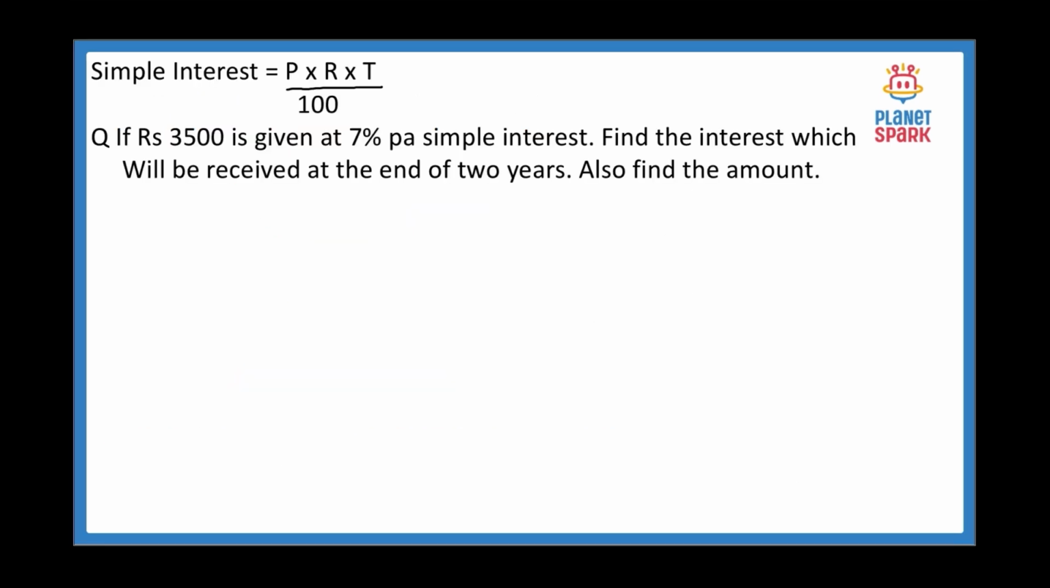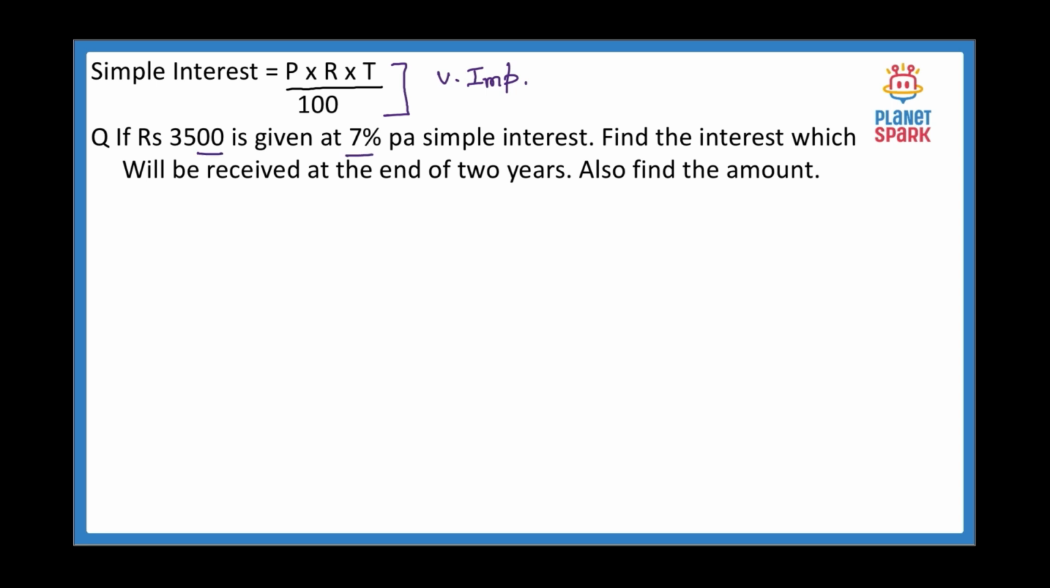Coming to the formula for simple interest, the formula to calculate simple interest is principal into rate into time upon 100. This is a very important formula and is the only formula that we are going to use in the entire question of solving the simple interest questions. So interest is calculated as P into R into T upon 100. P stands for principal, R stands for rate, T stands for time.